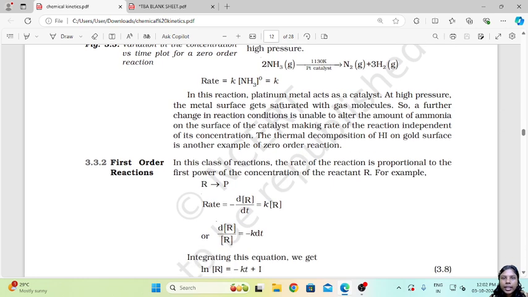In this reaction, the platinum metal will act as the catalyst. At high pressure, the metal surface gets saturated with the gas molecules. So a further change in reaction condition is unable to alter the amount of ammonia on the surface of the catalyst, making the rate of reaction independent of its concentration. The thermal decomposition of HI on a gold surface is also another example of a zero order reaction.